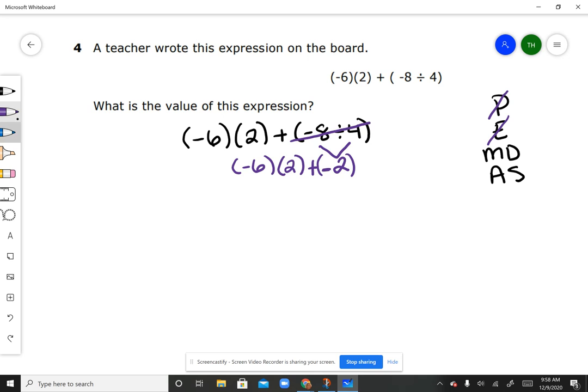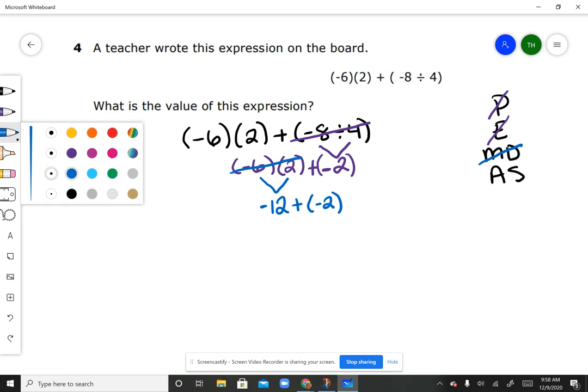Okay, so right here I have -6 times 2. I know if I'm multiplying integers with different signs, my answer is always negative. So 6 times 2 is 12. They're opposite signs, so my answer is negative. I'm going to mark out what I used and add what is left. Let's see here. I multiplied. I don't have any division, so I can mark this out.